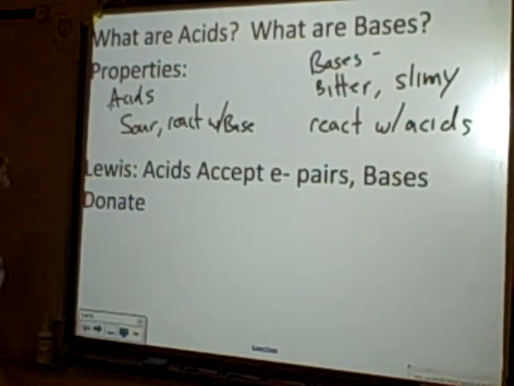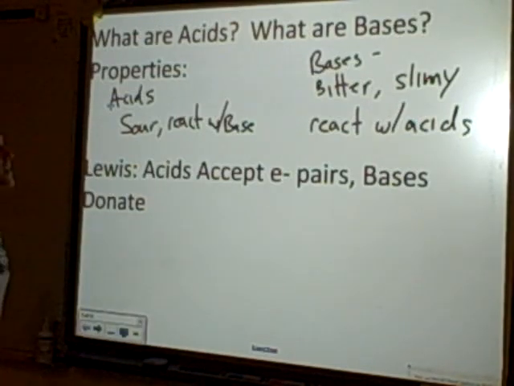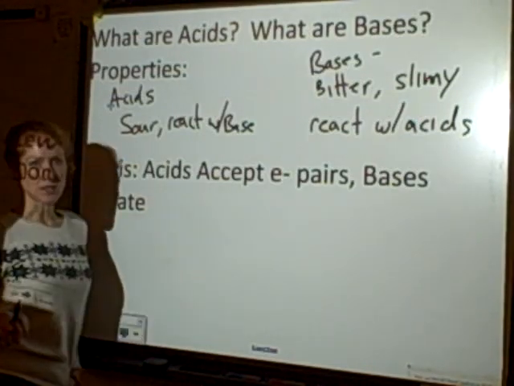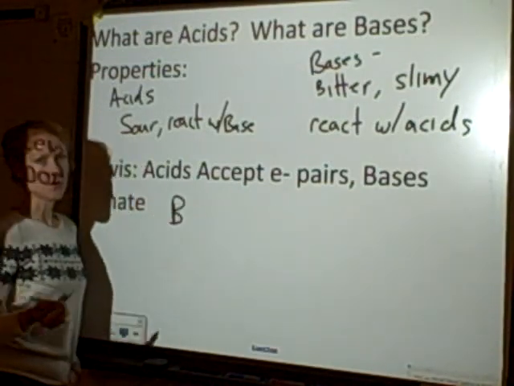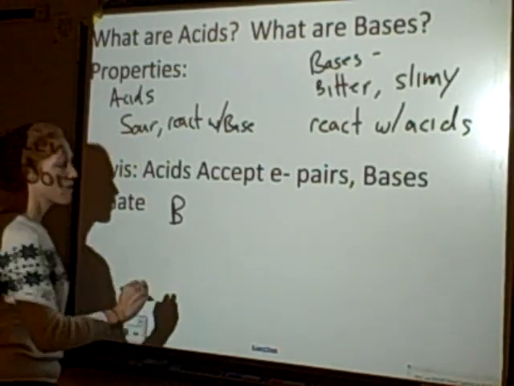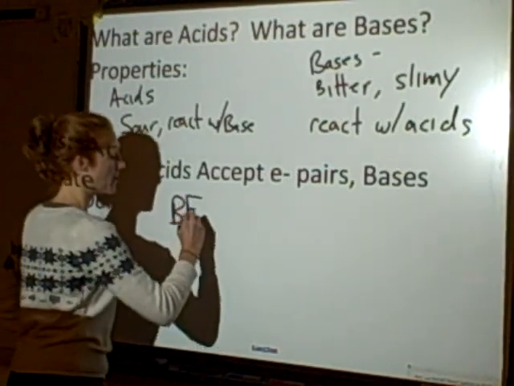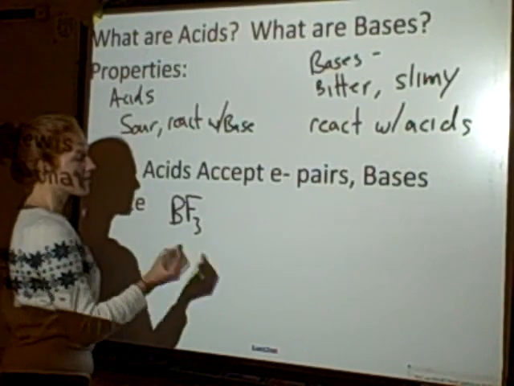One of the more recent ones is the Lewis acids and bases. A Lewis acid is going to accept an electron pair. Probably the most common example is boron trifluoride, because boron can be satisfied with 6 valence electrons, but it can take on up to 8. So it can accept an electron pair.